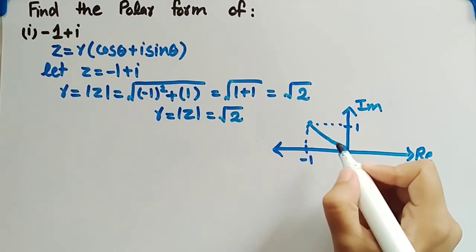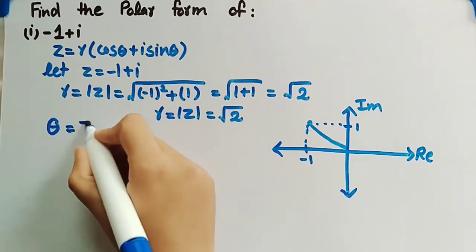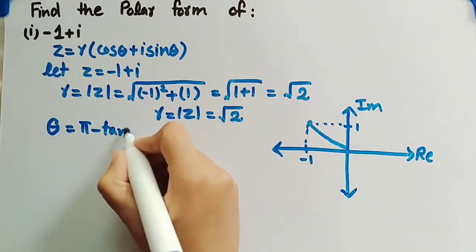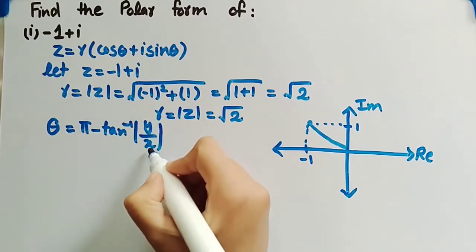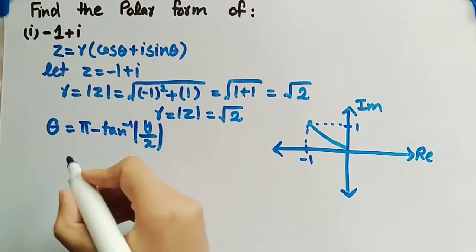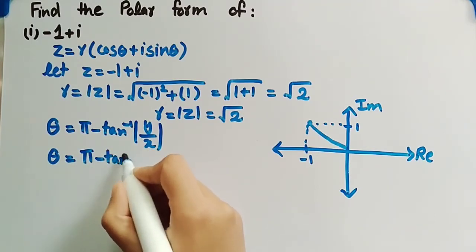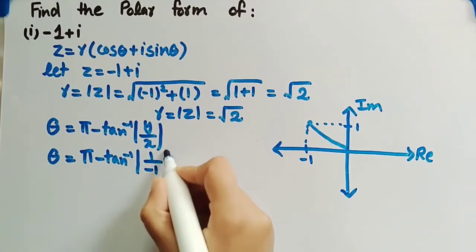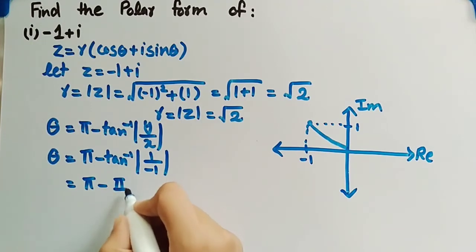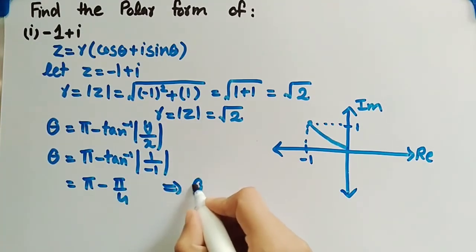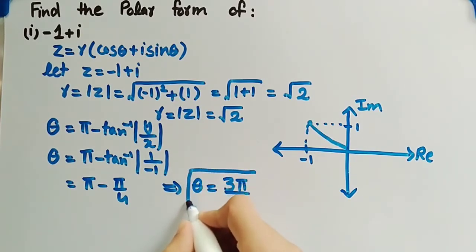When a complex number is in the second quadrant, then the value of principal argument theta is equal to pi minus tangent inverse y by x, where y is the imaginary part and x is the real part of the complex number. So the value of theta will be equal to pi minus tangent inverse 1 by -1, and it will be equal to pi minus pi by 4. So theta is equal to 3 pi by 4. This is the value of principal argument theta.